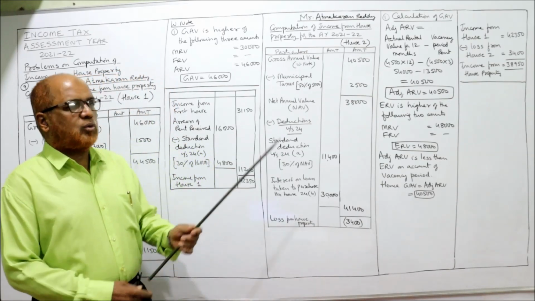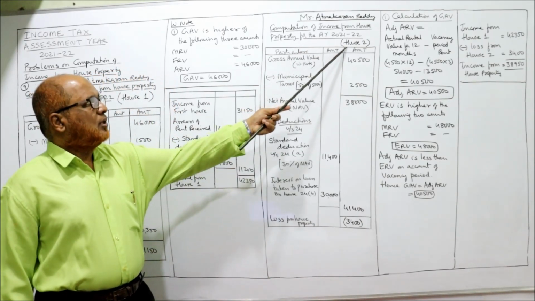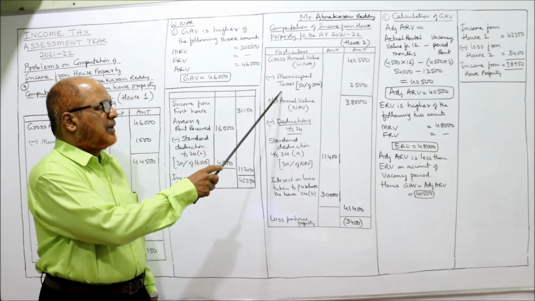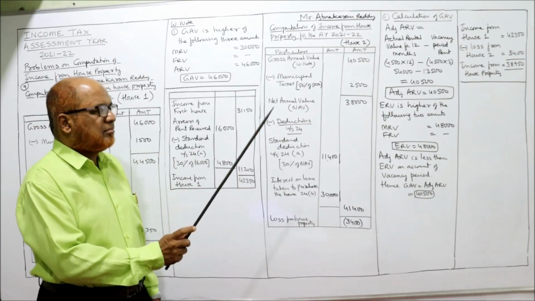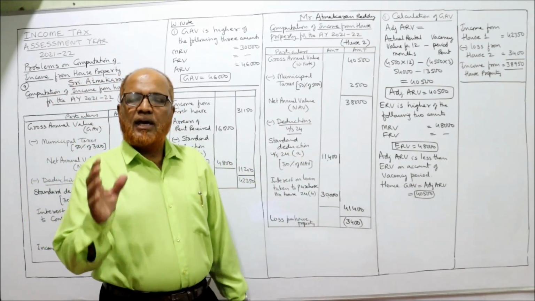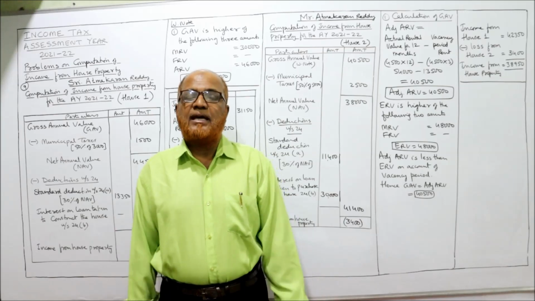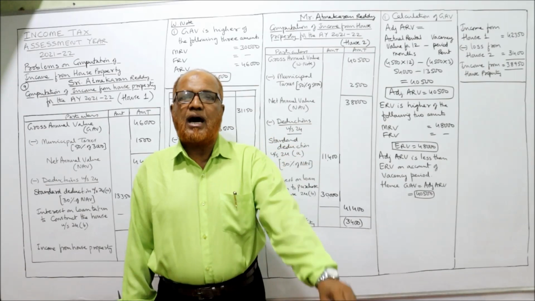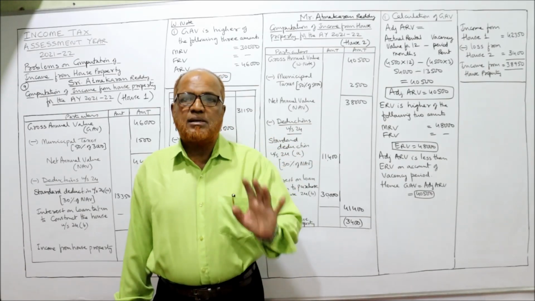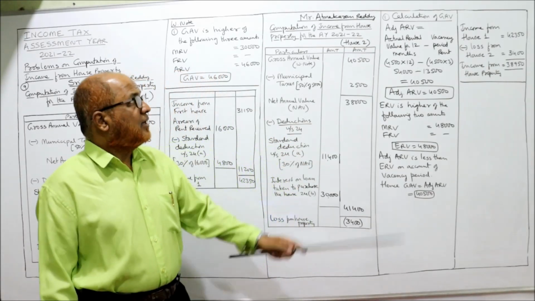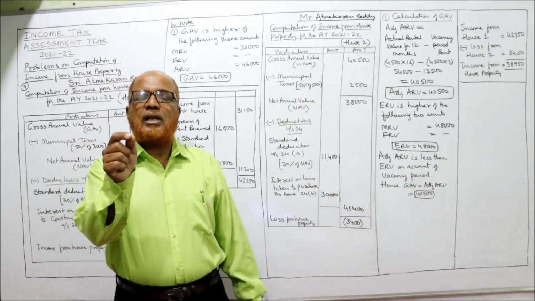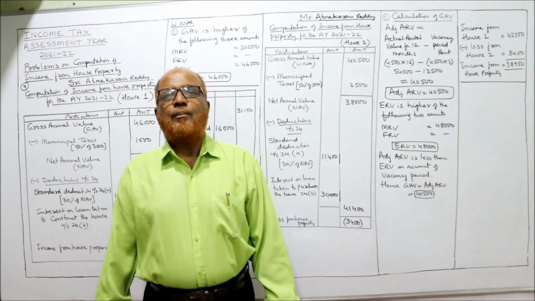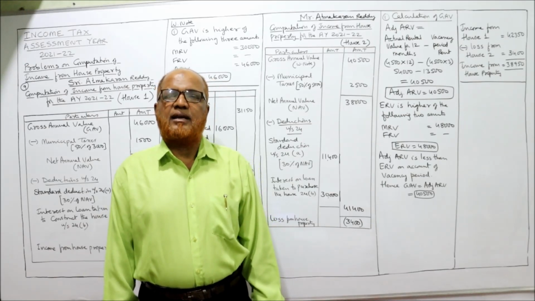Similarly, house number 2. Again, write down the format as usual: gross annual value, municipal taxes, NAV, deductions, then come to the working note. In the second house, there is a vacancy period. So that's why we have to calculate adjusted ARV. Because of the vacancy period, we have to calculate adjusted ARV. So adjusted ARV is equal to actual rental value for the whole 12-month period minus vacancy period rent.